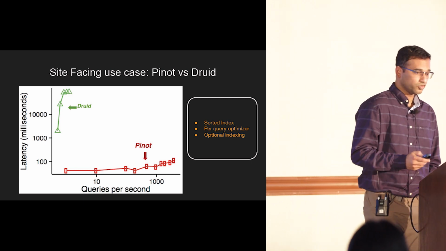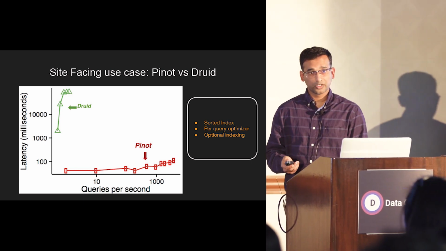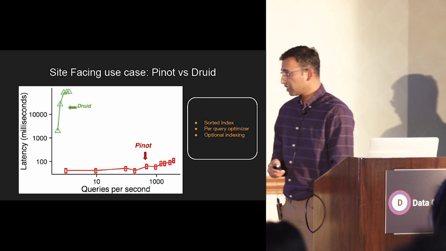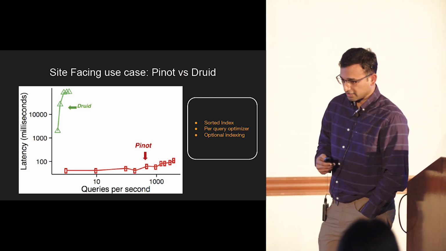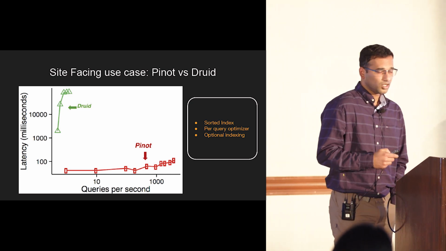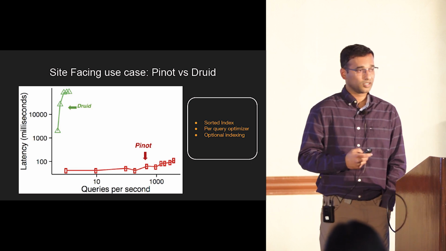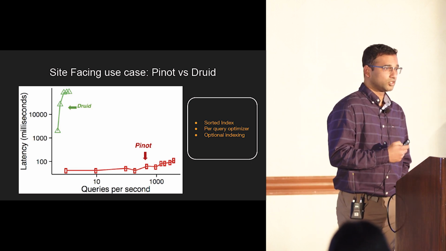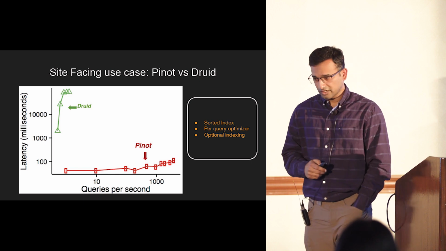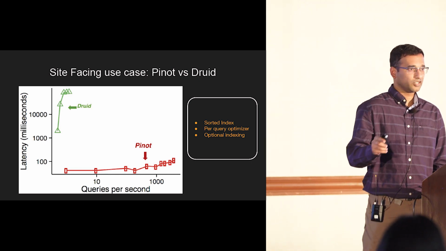Most of you might have heard of Pinot and Druid. Druid is very popular in this particular space. So a lot of times I get this question of why didn't we use Druid? Why did we build Pinot? The basic premise of why Pinot started at LinkedIn was to actually serve the site-facing use cases. And if you look at it even today, Druid is not really built for the site-facing use cases.